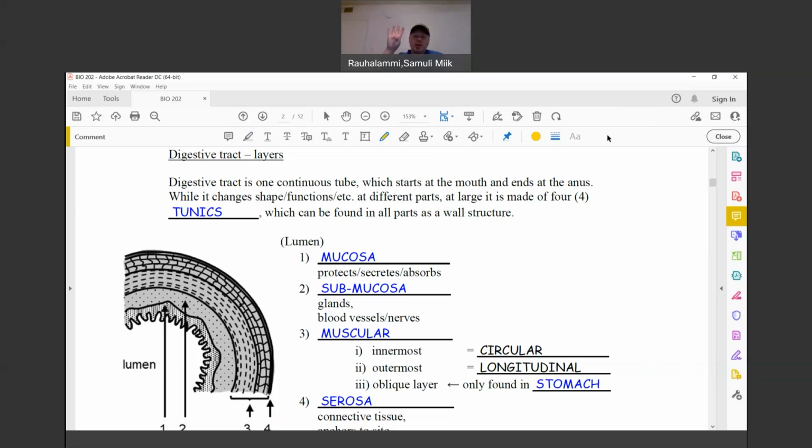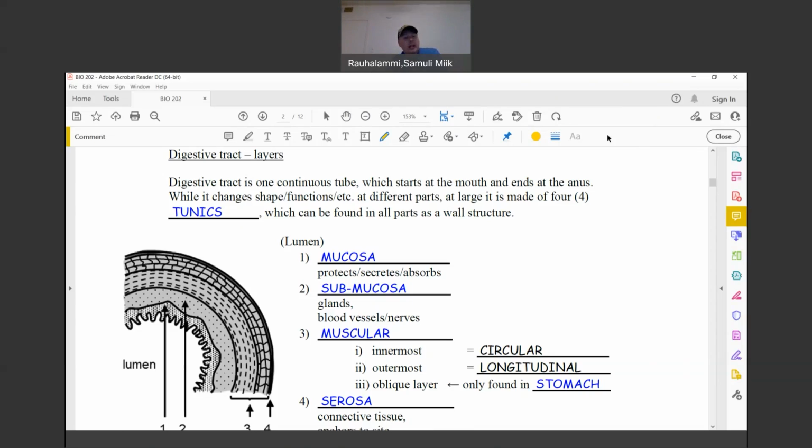There are going to be 4 general layers, and often they are called tunicas or tunics. These 4 layers can be found in pretty much all parts of the digestive tract, regardless of where along that path we are. Of course, at certain parts the digestive tract gets wider, certain parts narrower, thicker, or thinner, but in general we find these 4 layers at all parts of the digestive tract.